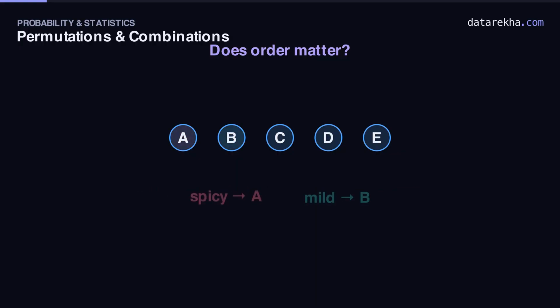Now a twist. The owner has two different sandwiches, one spicy, one mild, and you must decide who gets which. Same two people, but now the roles are different. The people are identical in both stories. The only thing that changed is whether who gets which matters. That single question, does order matter, is the whole difference between combinations and permutations.